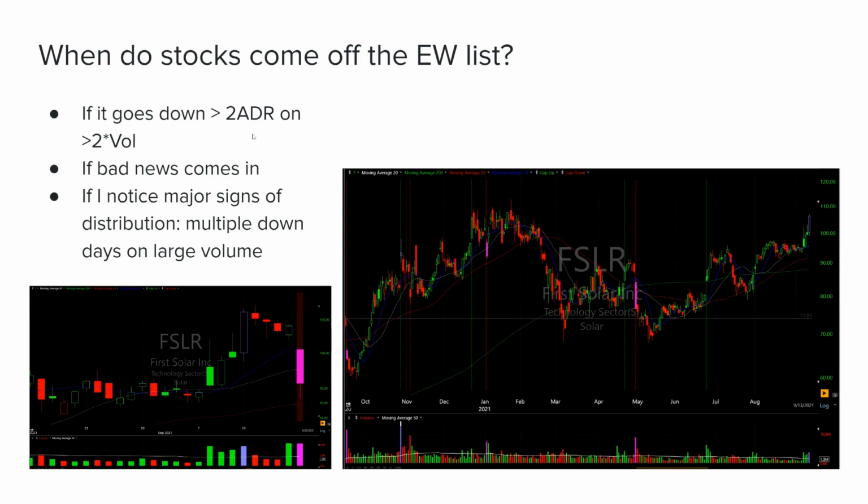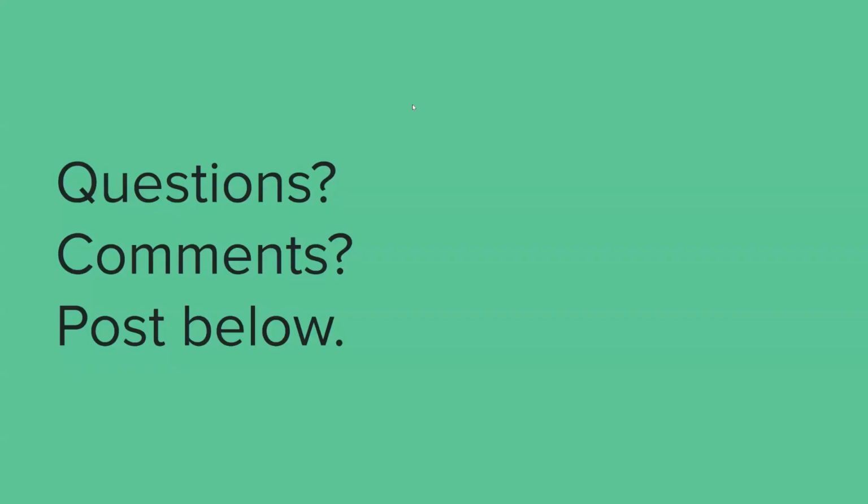So these are the two reasons why I take stocks off the list. One is if the earnings are coming up within the next week, or if the stock shows signs of distribution or bad news.